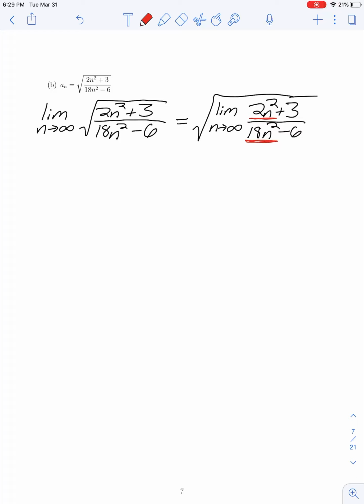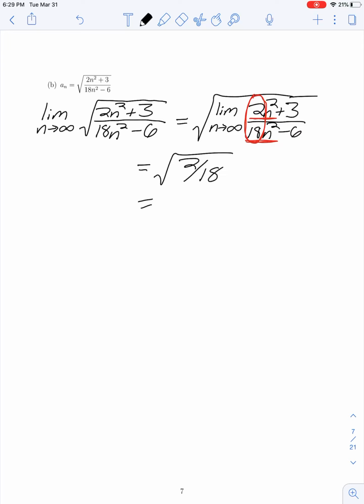If we look at the numerator and denominator, we see that they involve n squared as the highest power of n. So the same highest power for n on top and bottom. So the limiting value as n approaches infinity would be given by the ratio of those coefficients for the highest powers of n. In this case, 2/18.